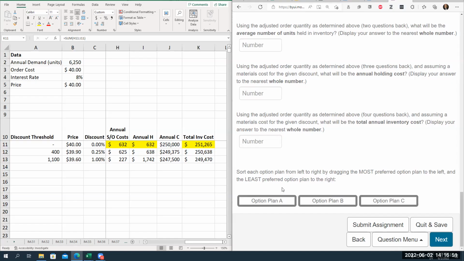Last question: what's the most preferred? What's the least preferred? What you do is you look at the total inventory cost. Which one's most preferred? C, because it's the cheapest. That's right. And then B, and then A.